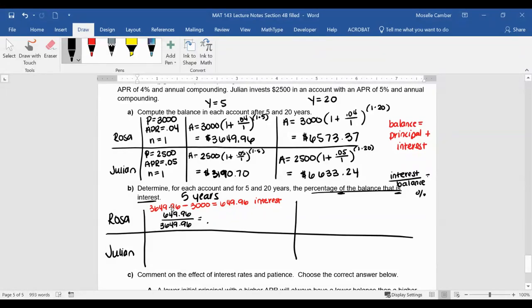And we get 0.178 or 17.8%. So after 5 years, 17.8% of Rose's balance was just interest.